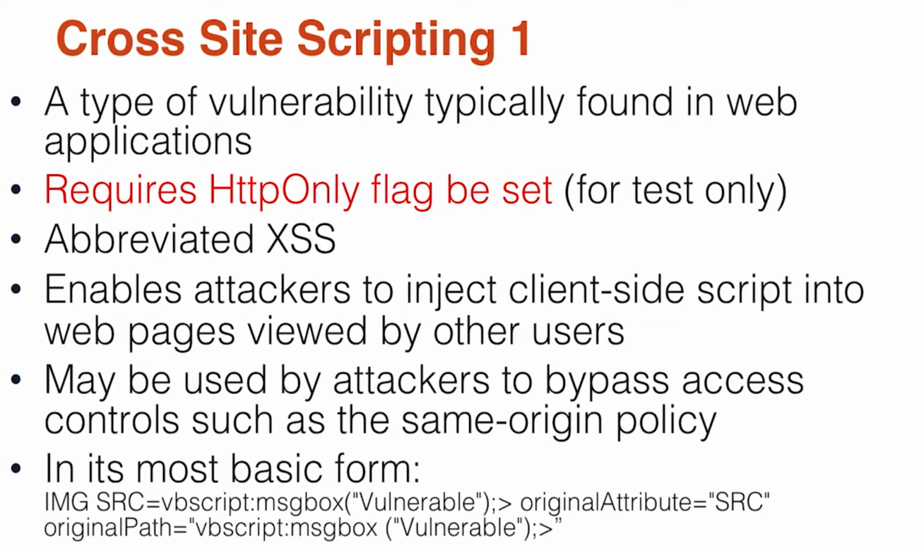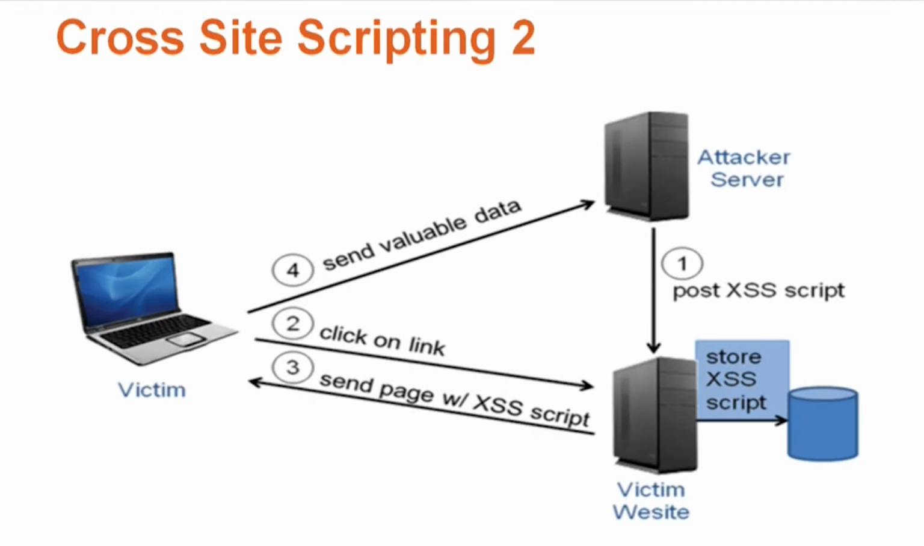And in most basic form, this is what it'll look like. Image source equals vbscript.messagebox vulnerable. So when you click on something, you'll see that pop up. So the original attribute equals source. The origin path equals vbscript.messagebox vulnerable. So anytime you see the word vulnerable pop up, you'll see that that page is susceptible to cross-site scripting. It can be mitigated through output encoding.